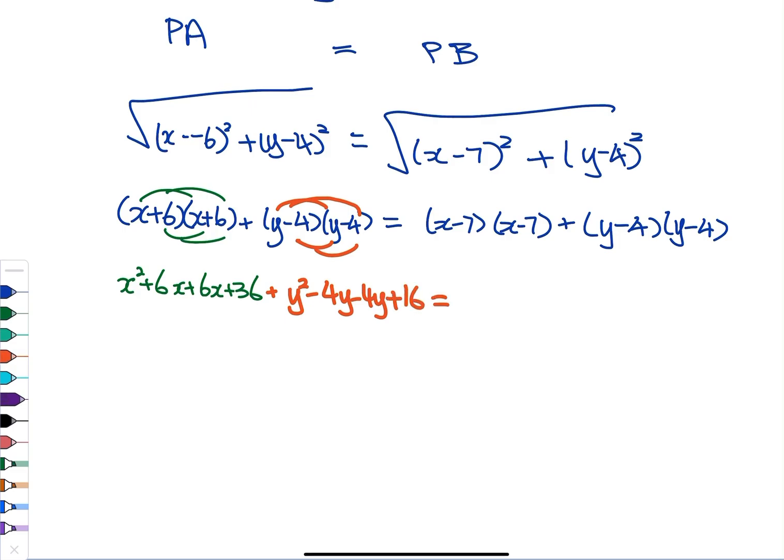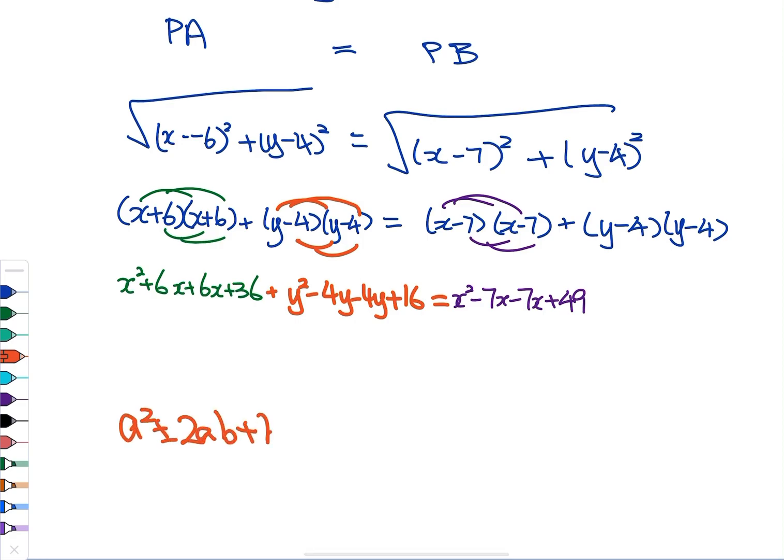And then 1, 2, 3, 4, x squared minus 7x plus 49. Actually, if you know the identity, it will be much easier. a squared plus or minus 2ab plus b squared, it will be (a plus or minus b) squared. But since we are not discussing that topic right now, we do step by step. And then the last step, y squared minus 4y plus 16.